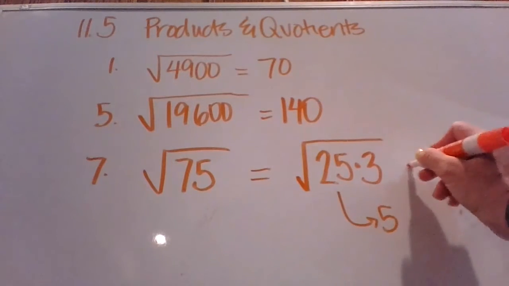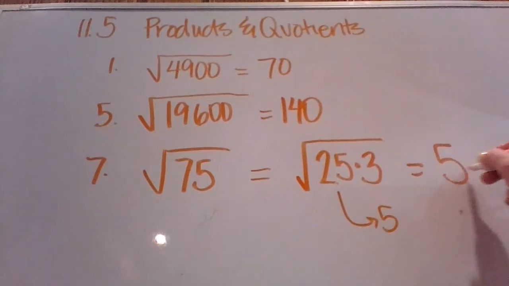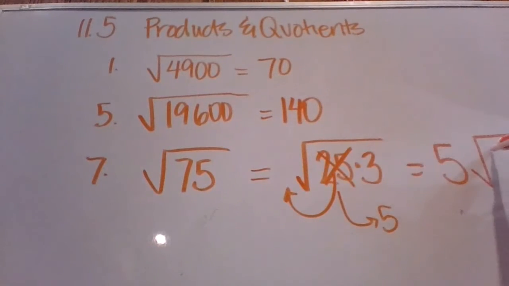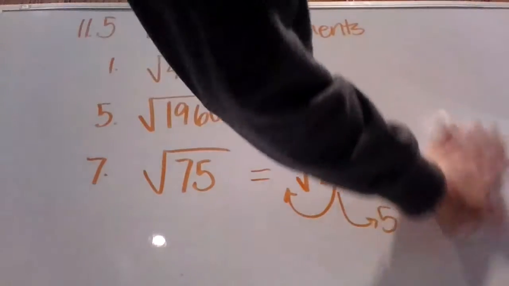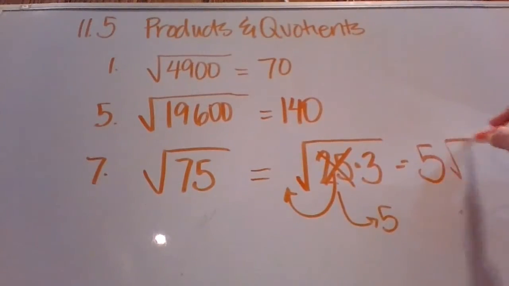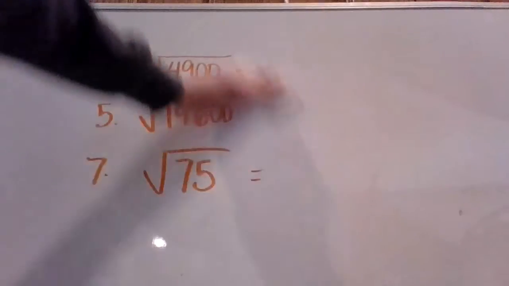So I get to pull that out to the outside of the square root sign because I found a perfect square root for it. Well, what's left over? That got pulled out and moved outside. What's left over is this 3 on the inside. So I'm going to scoot it over so you can see it better. That means this equals 5, and the 3 got left on the inside, square root of 3. There's our answer. Let's do some more.